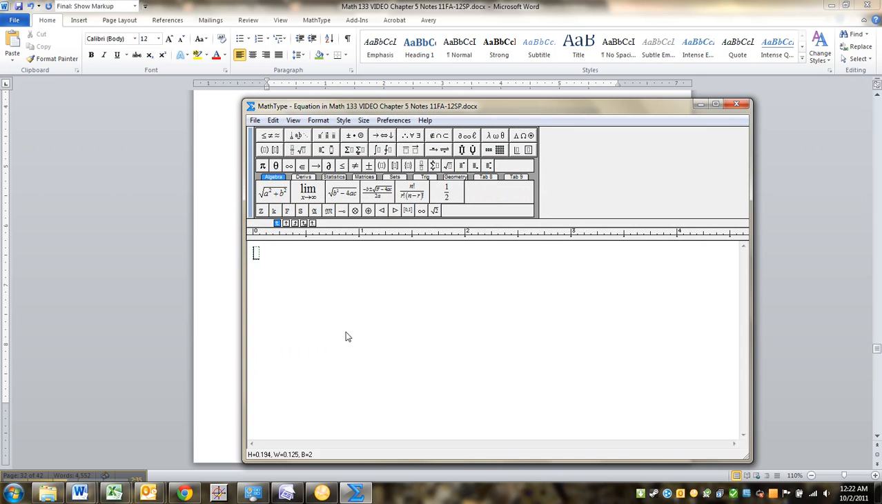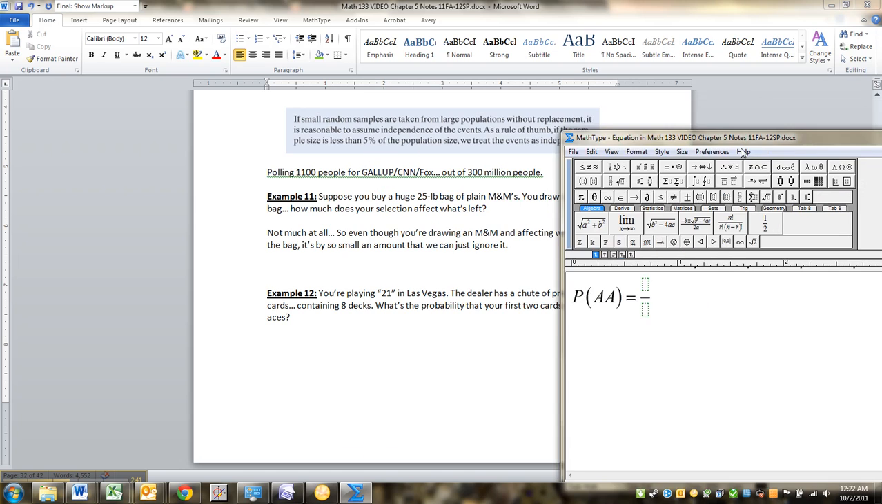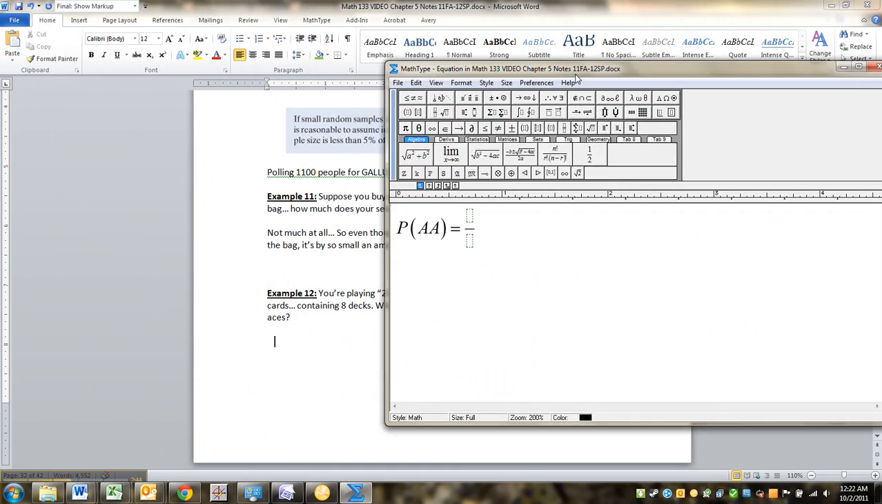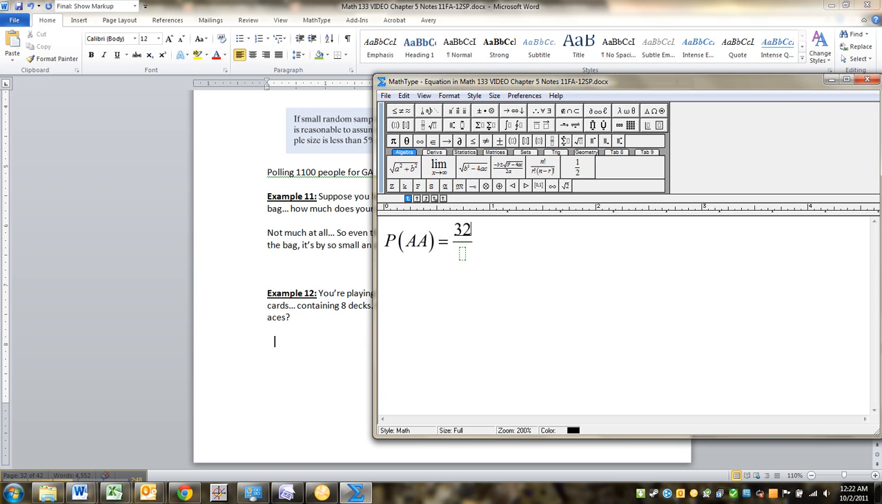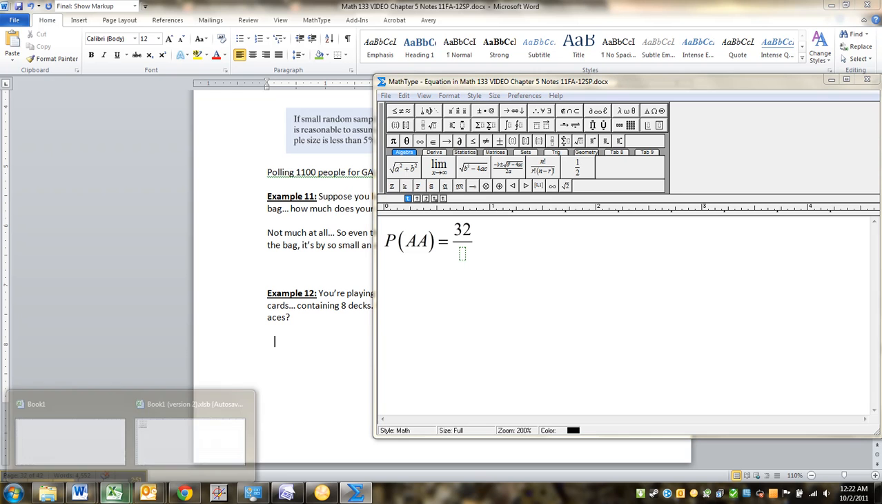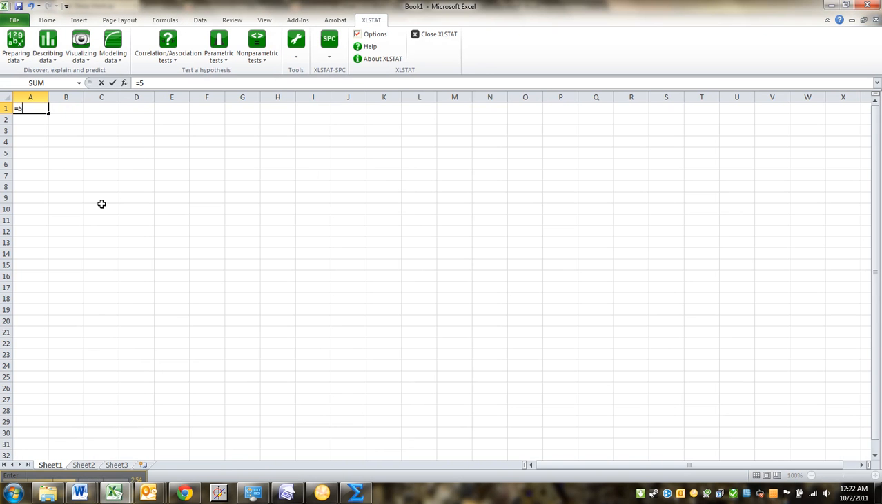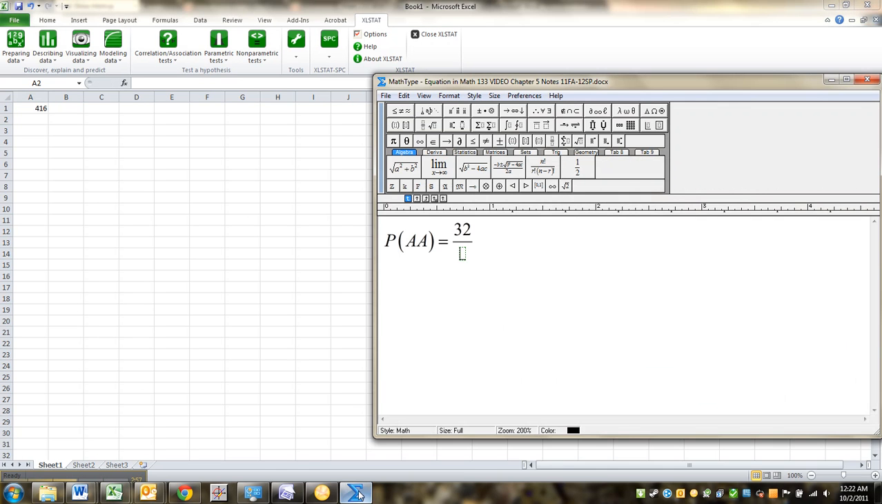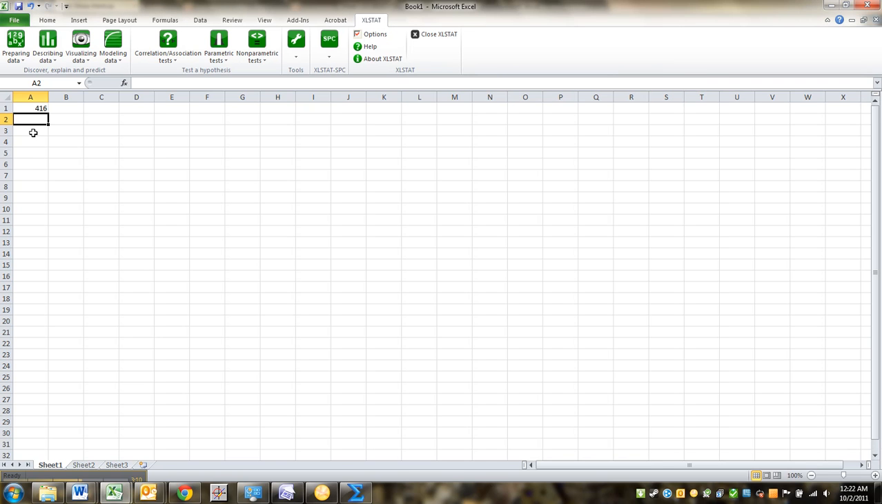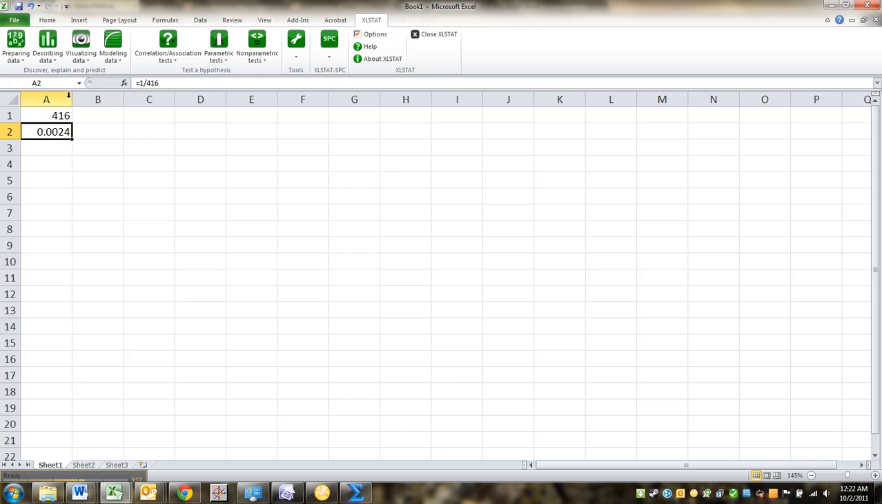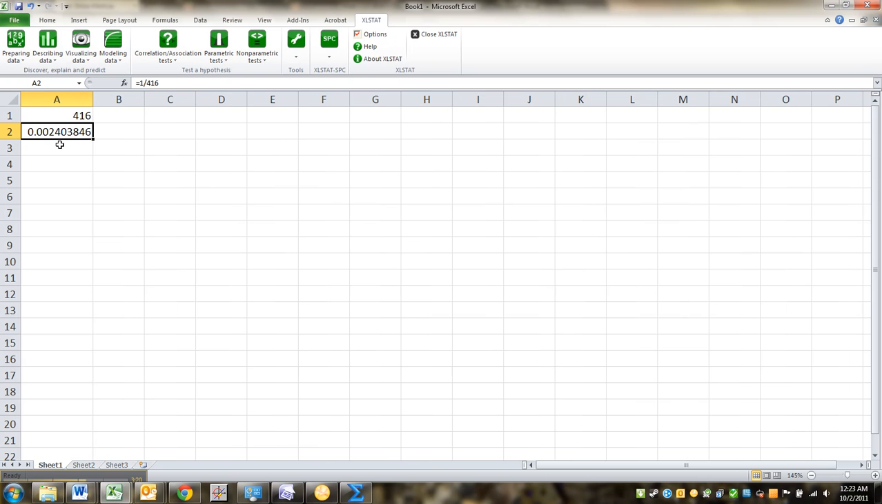So we would just say the probability of an ace is equal to, okay, what are the chances of you getting an ace? There are 8 decks, so you just say 8 times 4, which is 32, out of 52 times 8, which is 416. So 32 out of 416. We're not going to bother with the 31 out of 416, because getting 1 card is really, really small, right? 0.0024. So you're not drawing enough out to actually affect what's left.